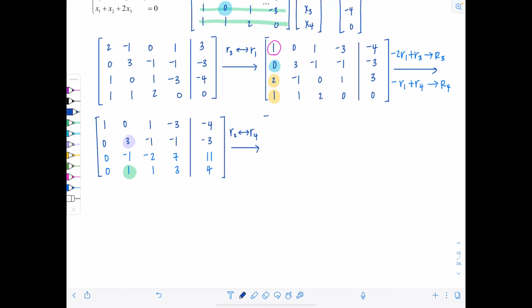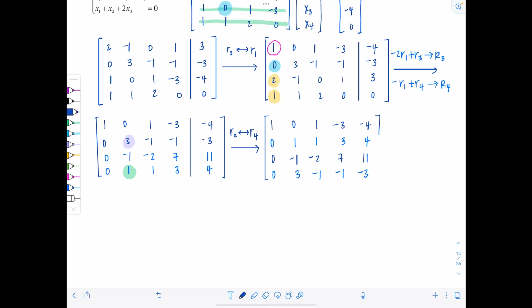I love it. So row 1's not changing. 1, 0, 1, negative 3, negative 4. Row 2 is now, let me do it in a different color. 0, 1, 1, 3, 4. Row 3 is not changing. 0, negative 1, negative 2, 7, 11. And then now row 4 is 0, 3, negative 1, negative 1, negative 3.